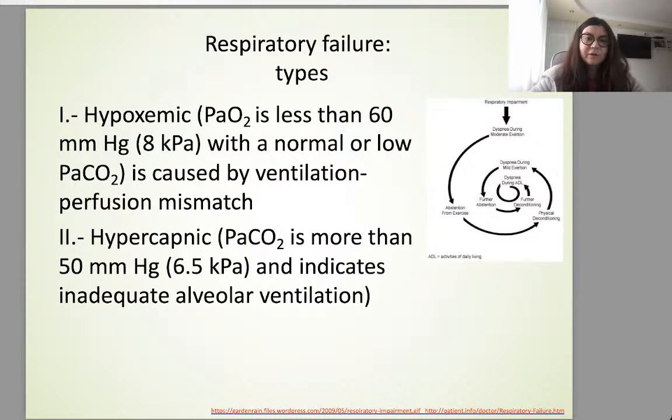Types of respiratory failure. The first one is hypoxemic, when partial pressure of oxygen is less than 60 mm Hg or 8 kilopascals with a normal or low partial pressure of carbon dioxide. It is caused by ventilation-perfusion mismatch. And the second one is hypercapnic, when it is the opposite. Partial pressure of carbon dioxide is higher, more than 50 mm Hg or 6.5 kilopascals, and indicates inadequate alveolar ventilation.